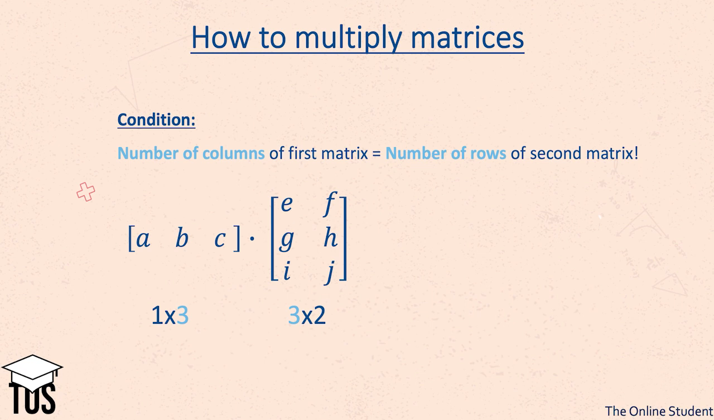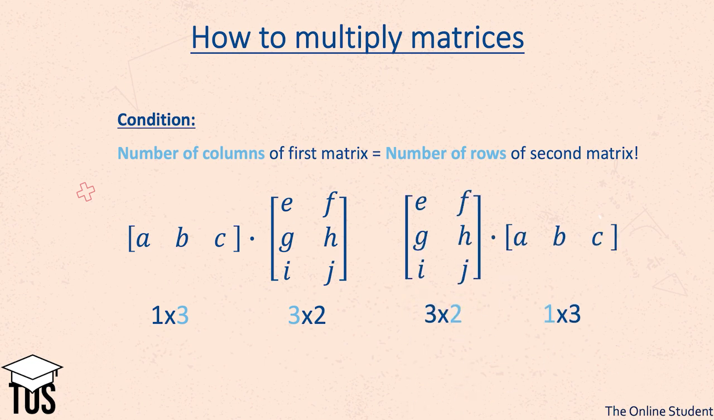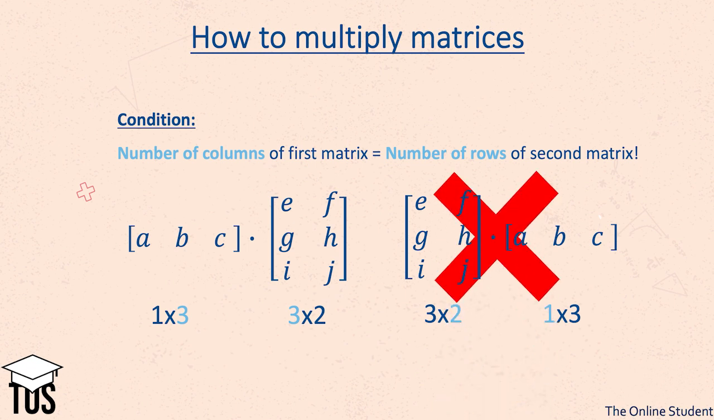Now, let's just take a look at the same matrices, but switched positions. So now the first matrix is this 3 by 2 matrix. So the number of columns of the first matrix is now 2. The number of rows of the second matrix, which is this one, is now 1. Now the number of columns of the first matrix is in this case not equal to the number of rows of the second matrix. So this multiplication is impossible.